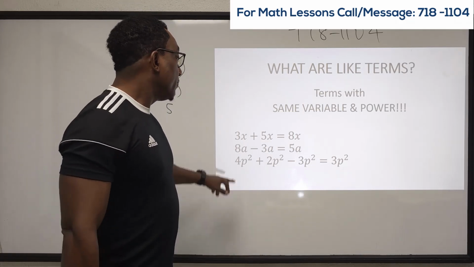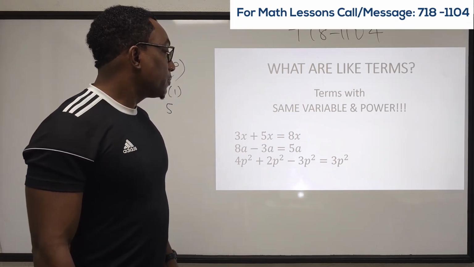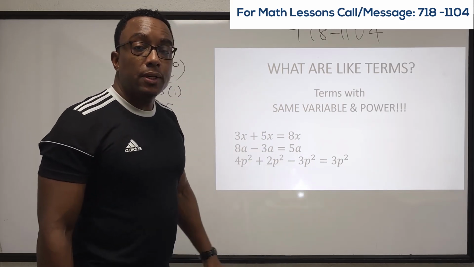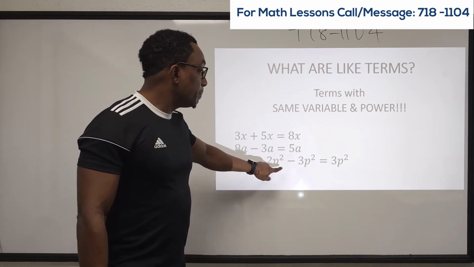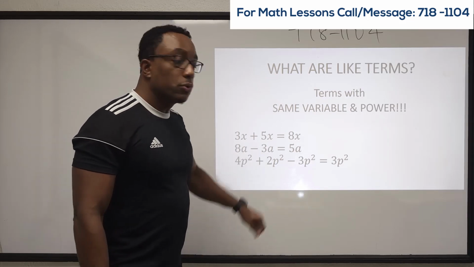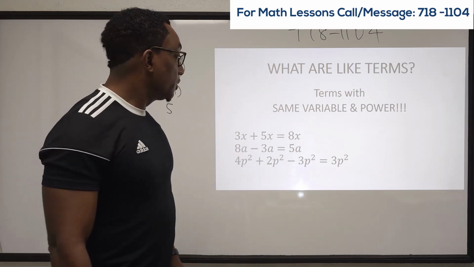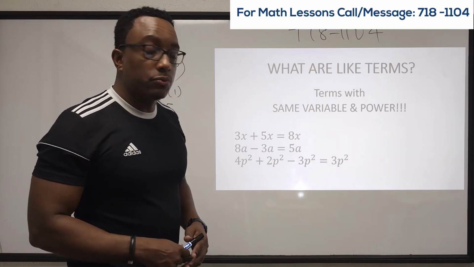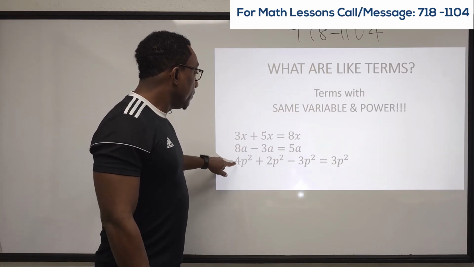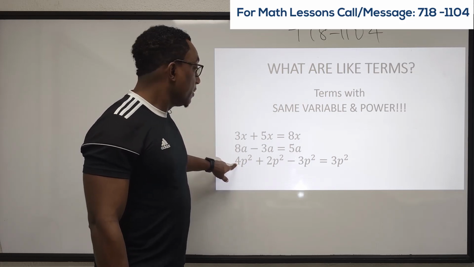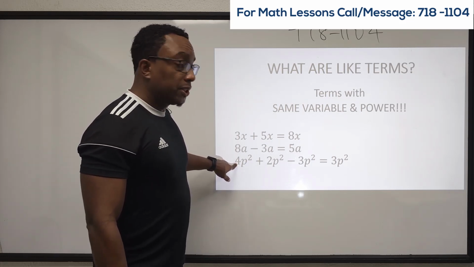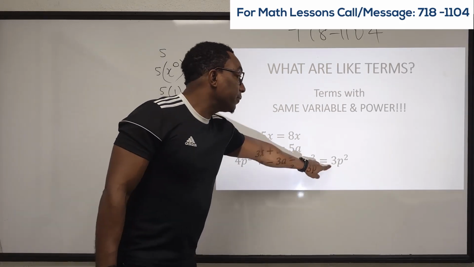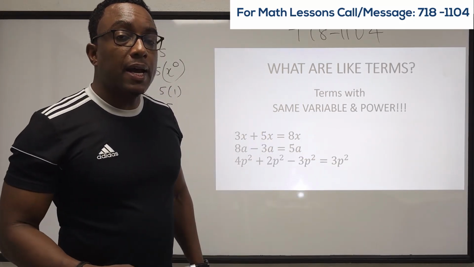If we have 4p squared plus 2p squared minus 3p squared, all three are like terms because we have the same variable p and the same power, so p squared. So each term comprises of the variable and power p to the power of 2. And what we can do here is add our coefficients. 4 plus 2 is 6. And 6 minus 3 will give me 3, and I maintain my variable and power.